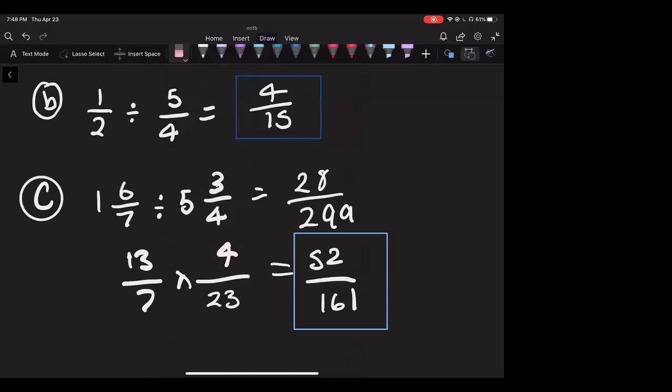Did you forget to flip? Oh, you flipped both of them. Yeah, you flipped both of them. That's what happened. Okay. Just flip the first one. Here, let's do some more questions.